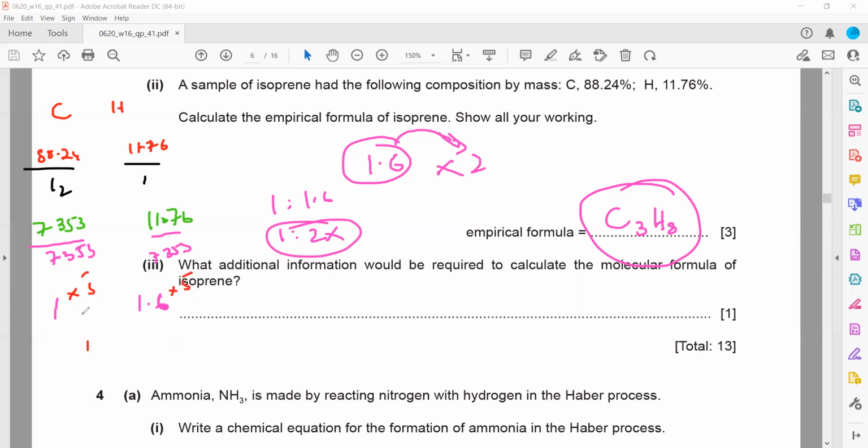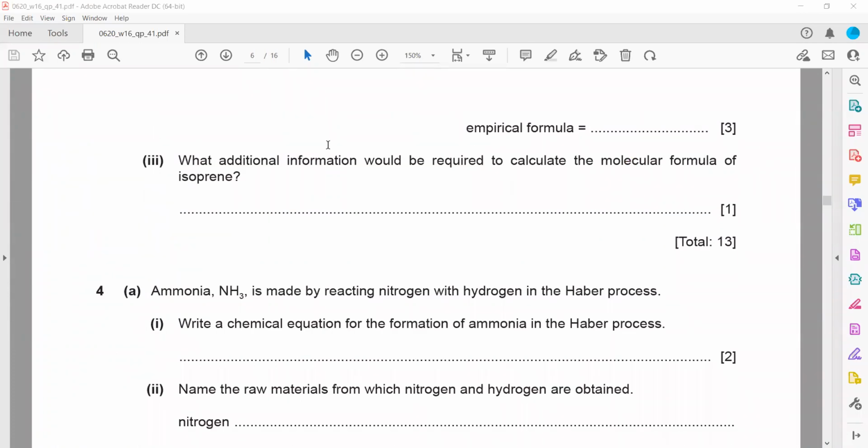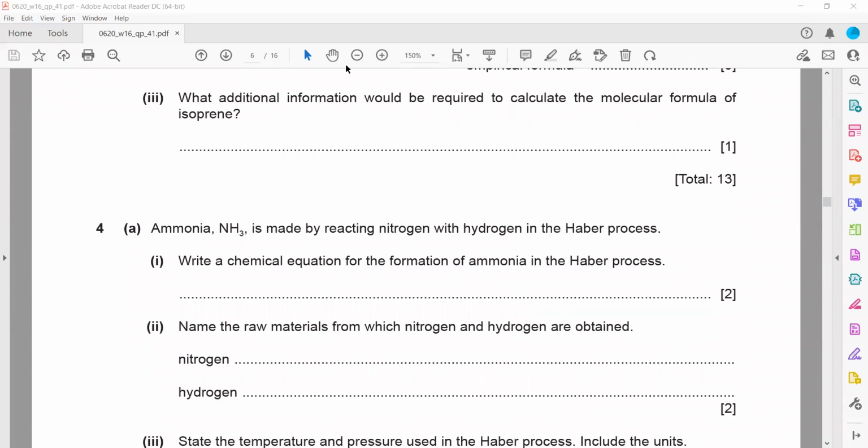Then what else do we need? Additional information to calculate the molecular formula. The molecular formula is equal to the empirical formula multiplied by N. We have the empirical formula, so what additional information do we need? We need the value of N. And what is the value of N? The value of N is the molecular mass divided by the empirical mass. So we need the molecular mass and the empirical mass to get the molecular formula from the empirical formula.